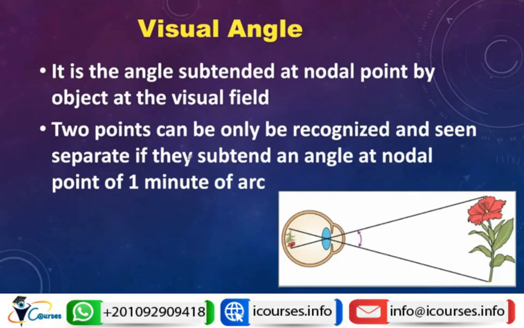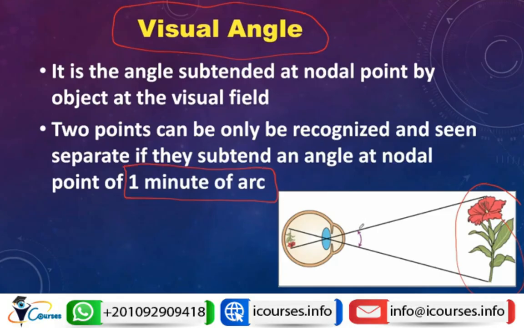So how can we measure the visual acuity? The visual acuity is based on the principle of a visual angle that we talked about in the optics. If we are looking at any target, this target has ends, and these ends will make an angle at the nodal point. This angle subtended at the nodal point is called the visual angle. In order to see the target, this angle should be 1 minute of arc.